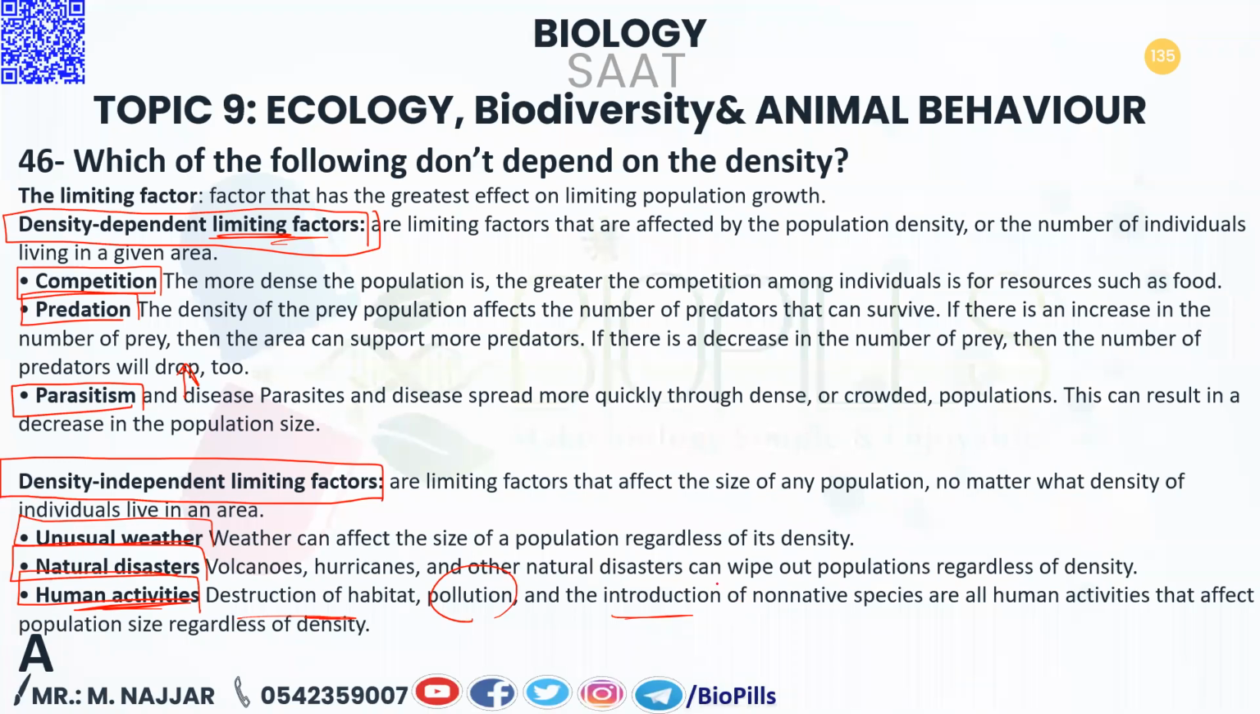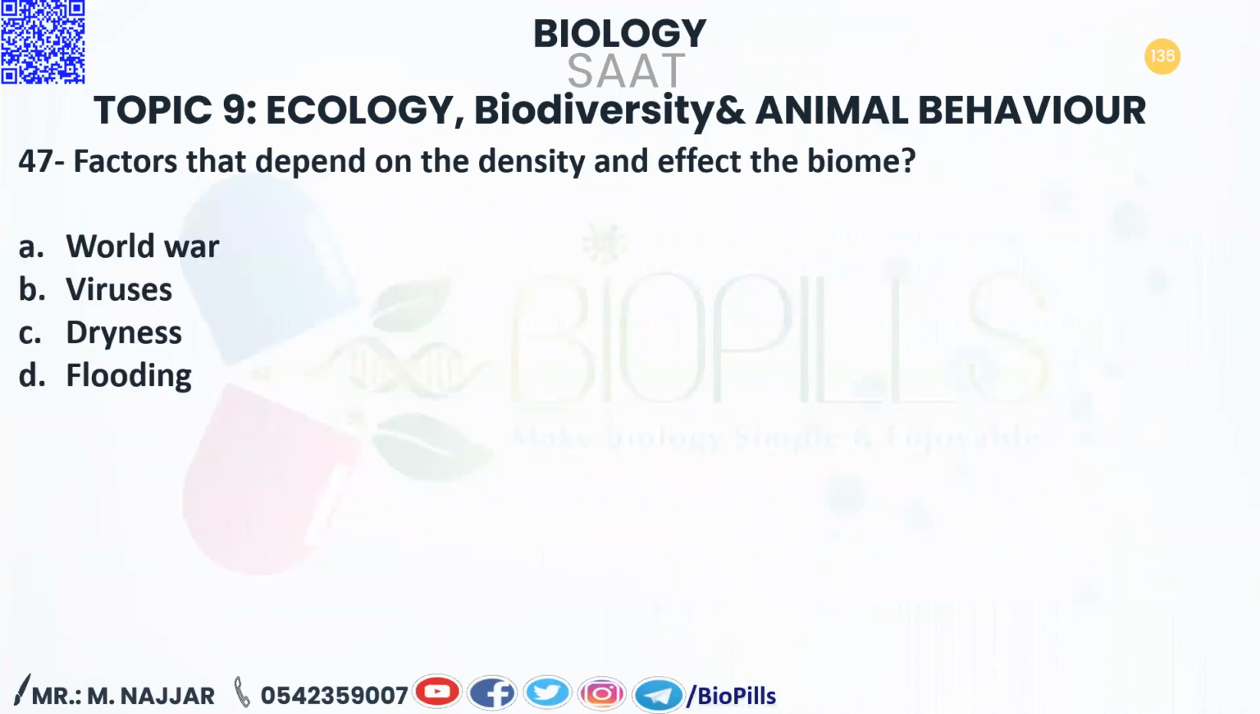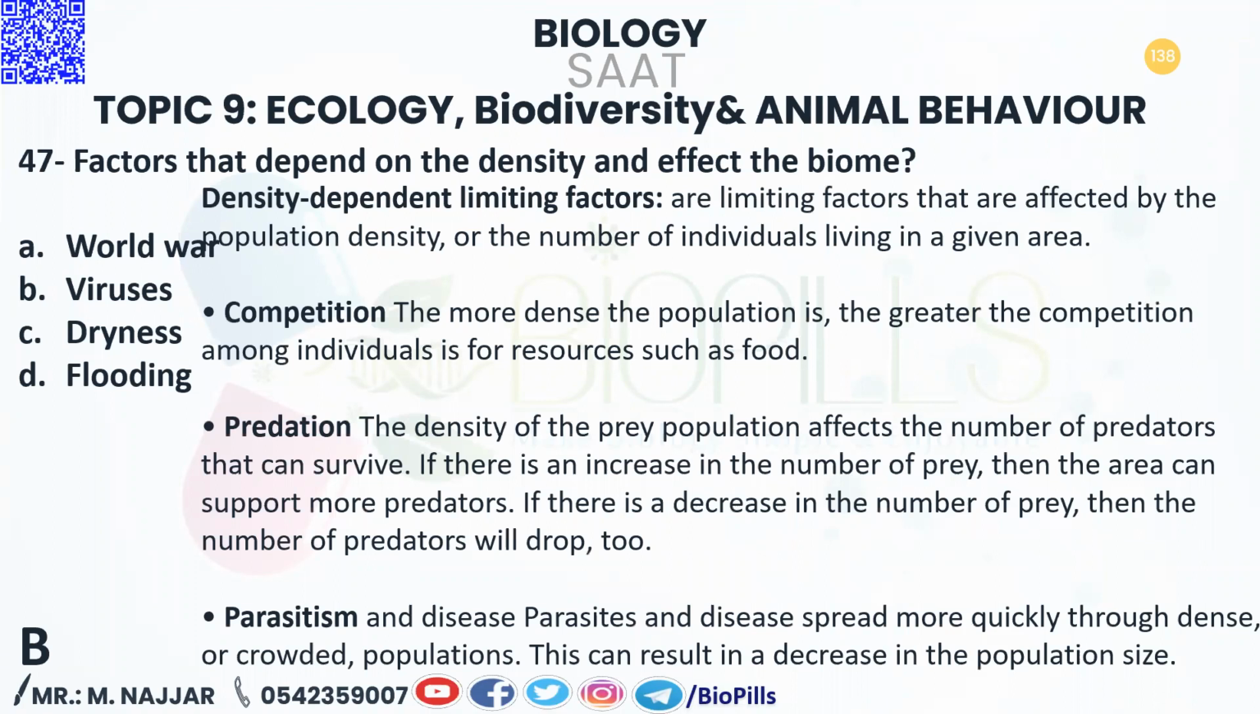I extended the explanation here. Question number 47. Factors that depend on the density and affect biome. A, world war. B, viruses. C, dryness. D, floods. He says depend on the density. Of course, the correct answer is B, viruses. And the explanation is the same as we just mentioned, the density dependent factors such as competition, predation, and parasitism.